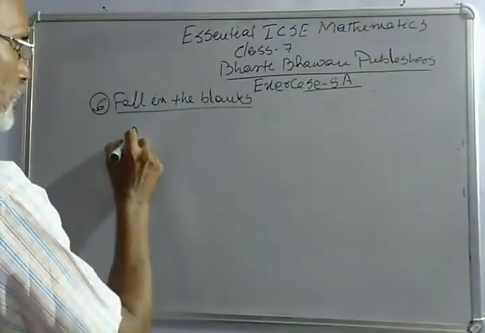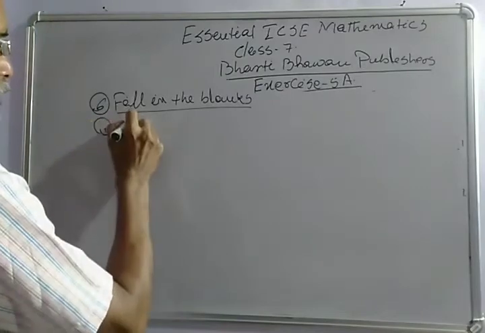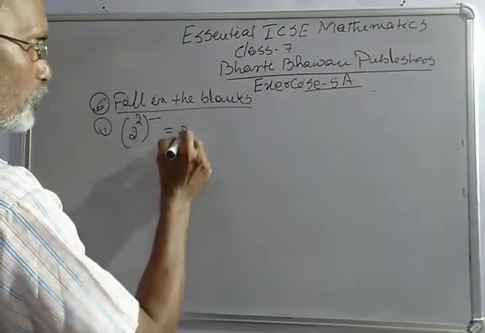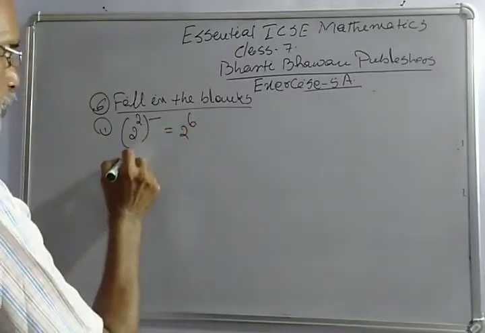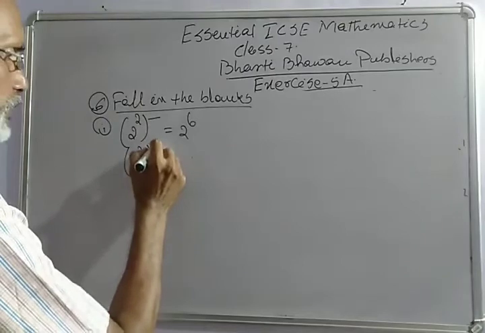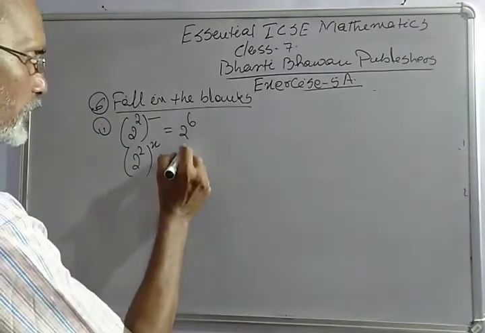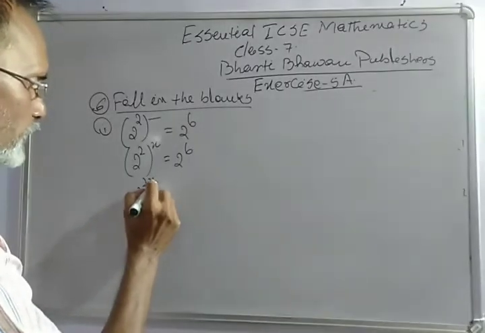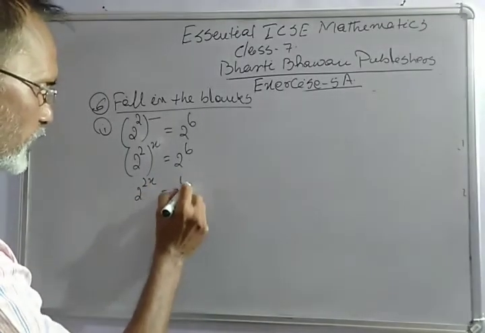2 to the power 2, whole to the power dash, is equal to 2 to the power 6. So 2 to the power 2, whole to the power x, is equal to 2 to the power 6. Then 2 to the power 2x is equal to 2 to the power 6.